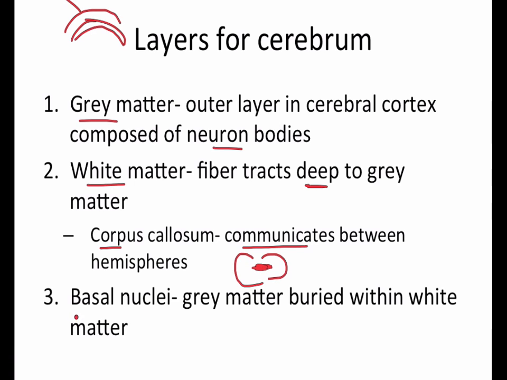Last up, we have our basal nuclei, and this is gray matter that's buried within the white matter. So if this was gray, and this thicker red line is white, then the basal nuclei would be the last layer. Okay, so that wraps up all the regions of the brain and specifically goes through the cerebrum.